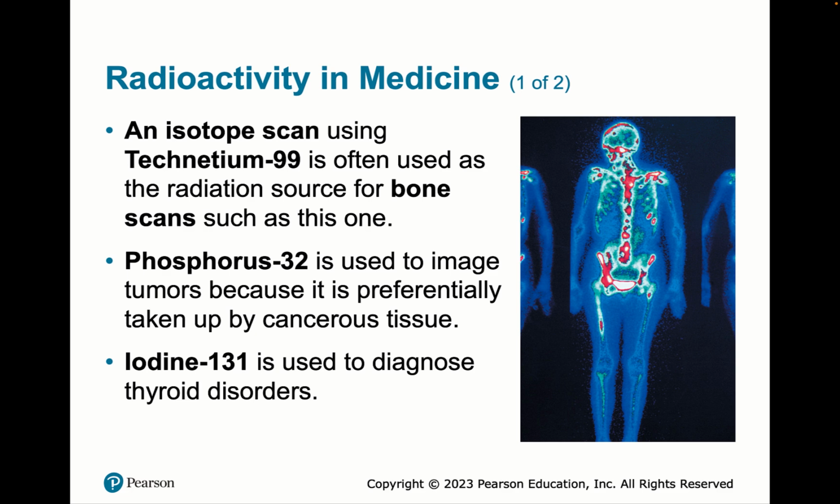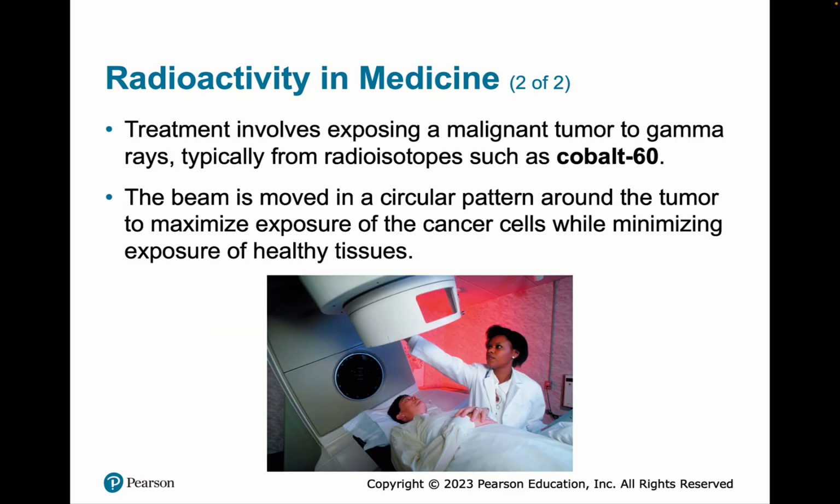Phosphorus-32 can be taken up by cancerous tissue, so you can image where things are. Iodine-131 can be used in your thyroid image and also to treat. The treatment for thyroid disorders is just to destroy the thyroid, and if you give someone a high dose of iodine-131, it can fry the thyroid.